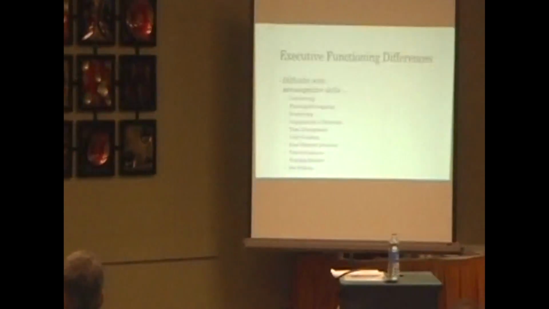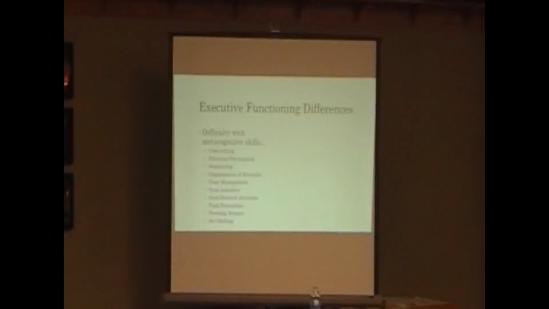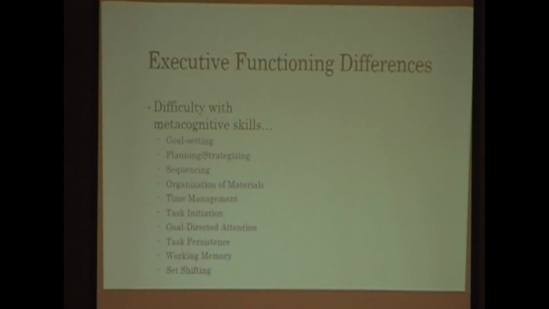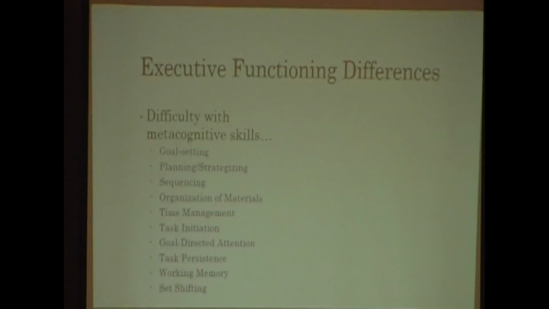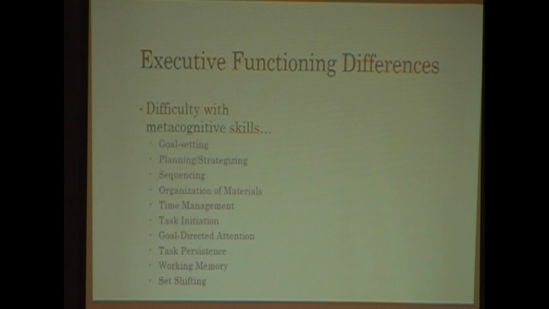Those are not impacted by weak executive functions. Those abilities are not. But your ability to plan and organize and transition from one of those abilities might be very deficit. You might have difficulty doing things in any of these areas. So metacognitive skills, thinking about thinking. Trouble with goal setting, planning and strategizing, sequencing, organizing materials, time management, task initiation, goal-directed attention, task persistence, working memory, and set shifting. Your working memory is your desktop in your brain.